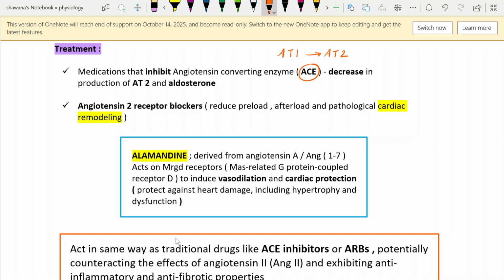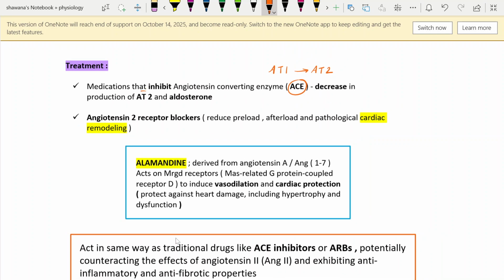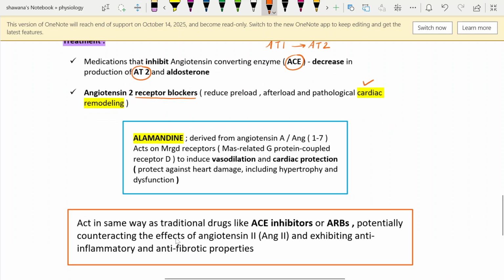Next, the second medication is the angiotensin 2 receptor blockers. When angiotensin 2 has been produced, we will block those receptors on which it works, right? And by blocking those receptors on which angiotensin 2 works, we can inhibit its effect. We can prevent cardiac remodeling. Many important drugs are used in this class, but I will mention the latest and the one of highest importance.